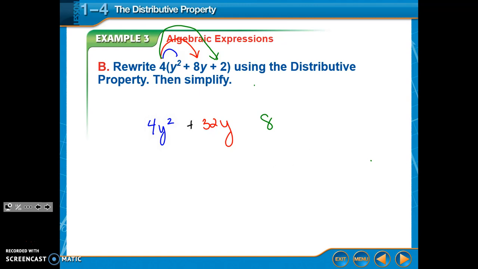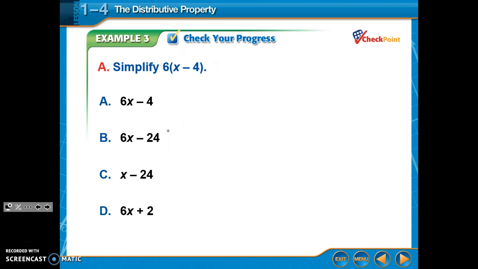So all of these get added together, and there are no like terms. This one's y squared, this one's y, and this doesn't have anything. So this is as simplified as we go, and we're done. Okay, you guys simplify this using the distributive property. What is that equal to?